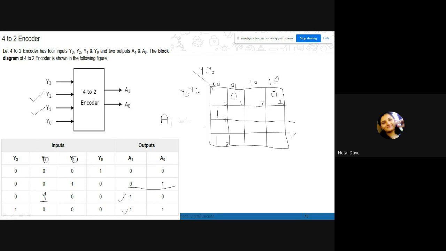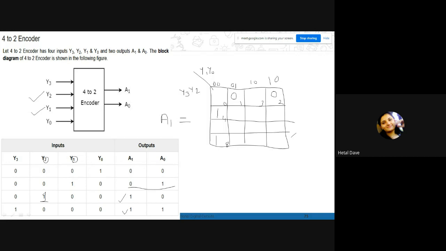What about other combinations? Suppose I give 0, 0, 0, 0. Output 0 will be generated. We should not design this kind of circuit. We should design such a circuit that if I give this combination, then a definite output will be generated. Other than this, a certain output will not be generated.